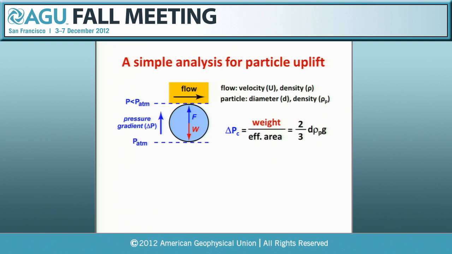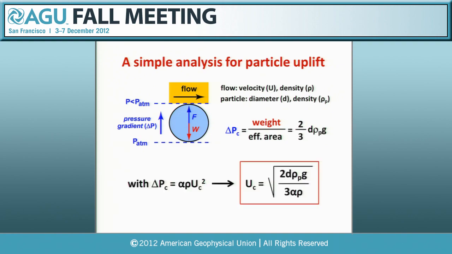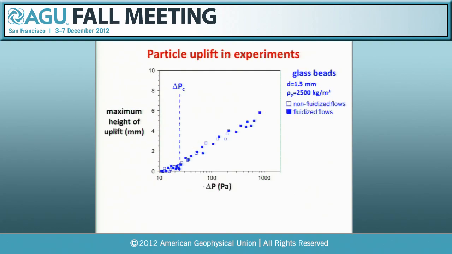And for spherical particles, we obtain this equation, taking into account the particle diameter and the density. Now, taking into account the empirical law we have obtained, that relates the underpressure to the flow velocity, we obtain the critical flow velocity that can cause uplift of the particle, depending on these parameters here. So this prediction was tested against experiments.